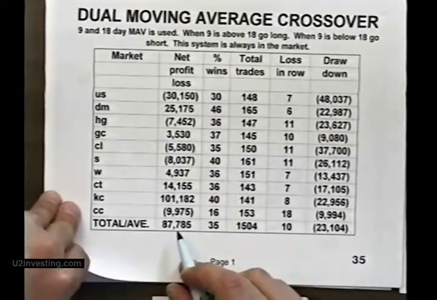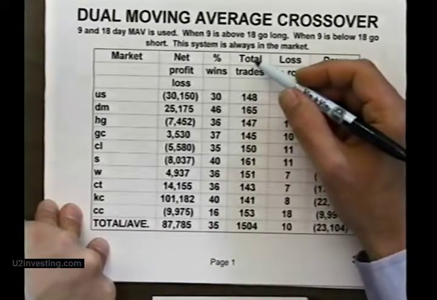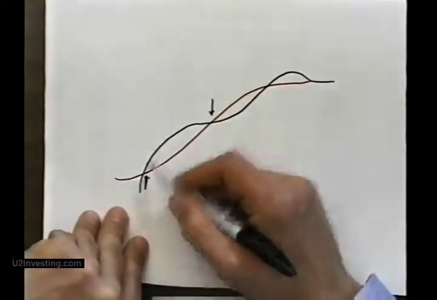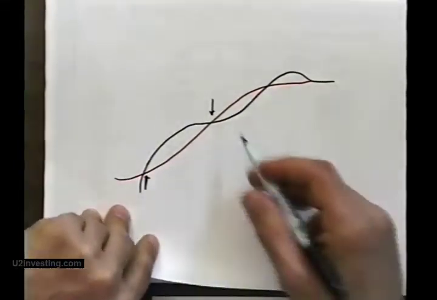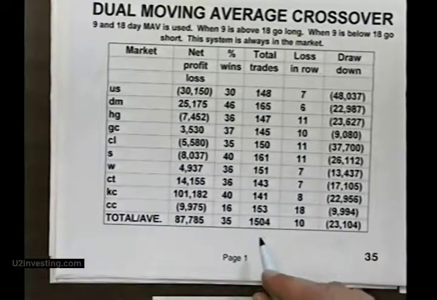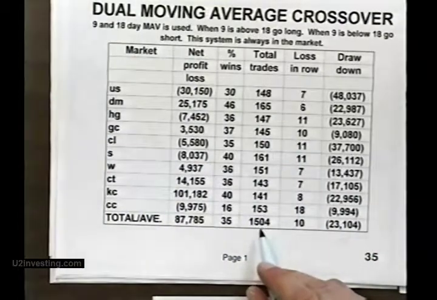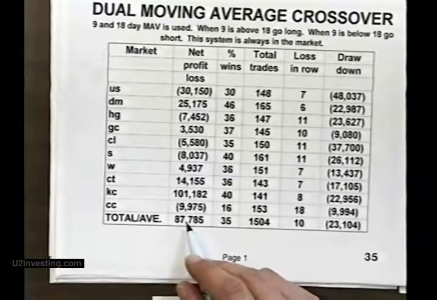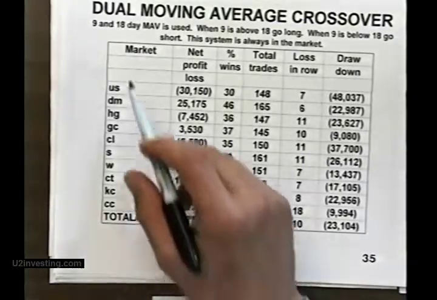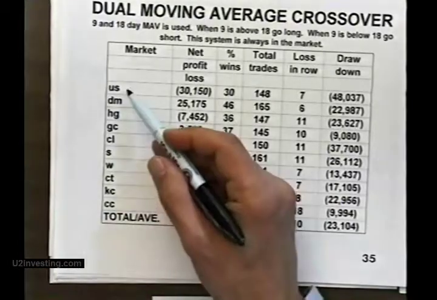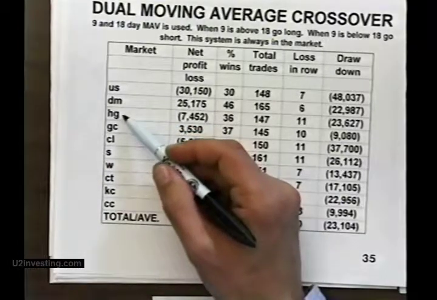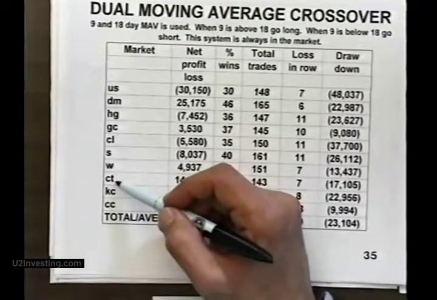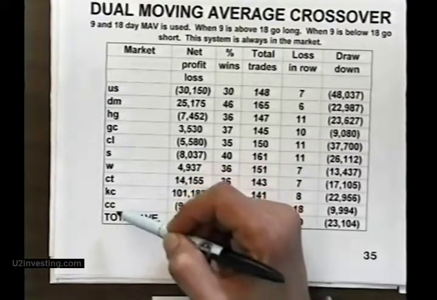So as you can see, because we're trading a short-term system, the frequency of moving averages crossing each other is very frequent, and therefore we have 1,504 trades. That is a lot of commissions to pay out, and the net result is $87,000 profit in 10 years trading these 10 markets. US means treasury bonds, Deutschmark, copper, gold, crude oil. This is soybean, wheat, cotton, coffee, cocoa.